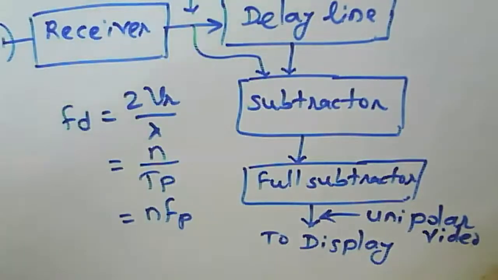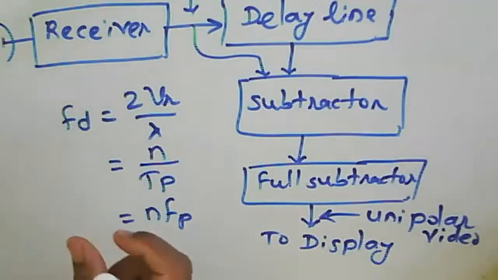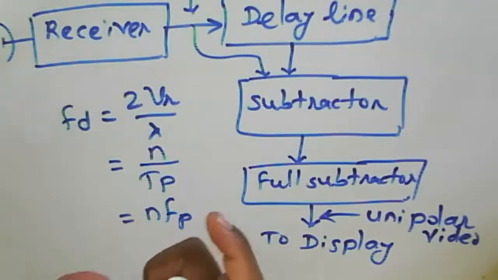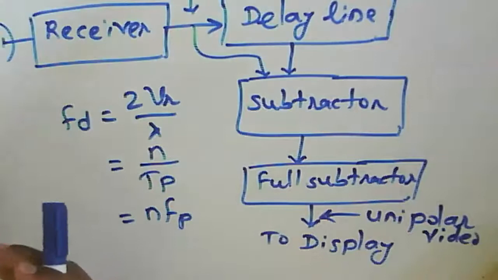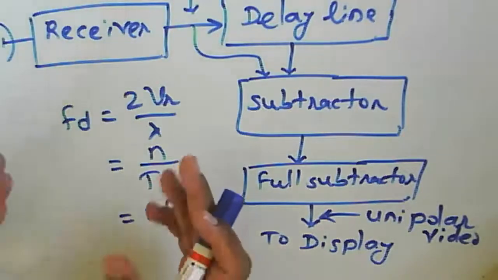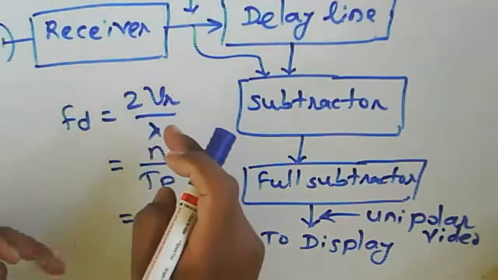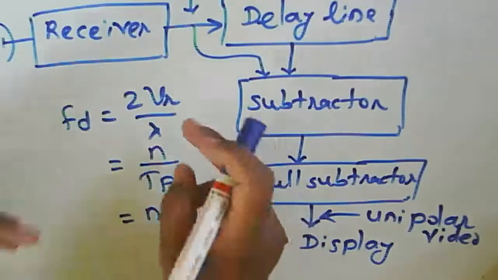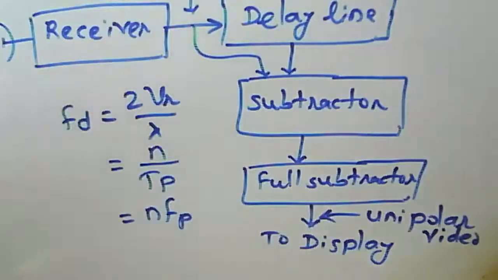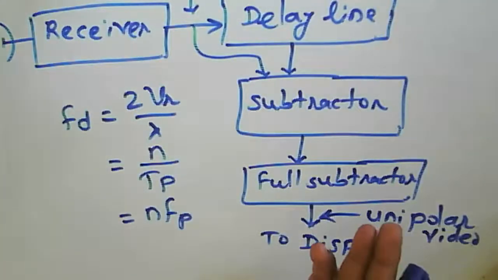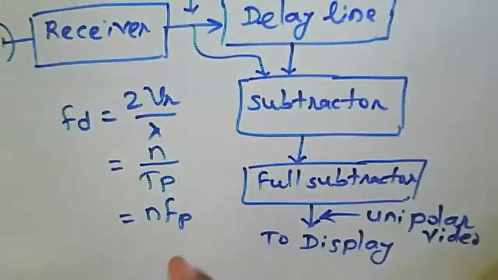So the relative velocities we are getting from this MTI radar will tell you what the blind speed is. Generally we can say that at this particular pulse repetition frequency, the relative velocity of the moving target will be zero, because at the same time we are getting the frequency fd.